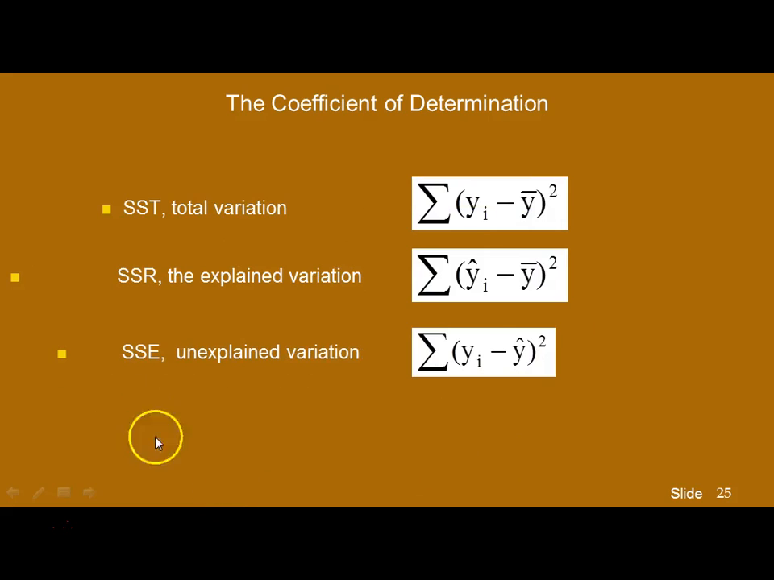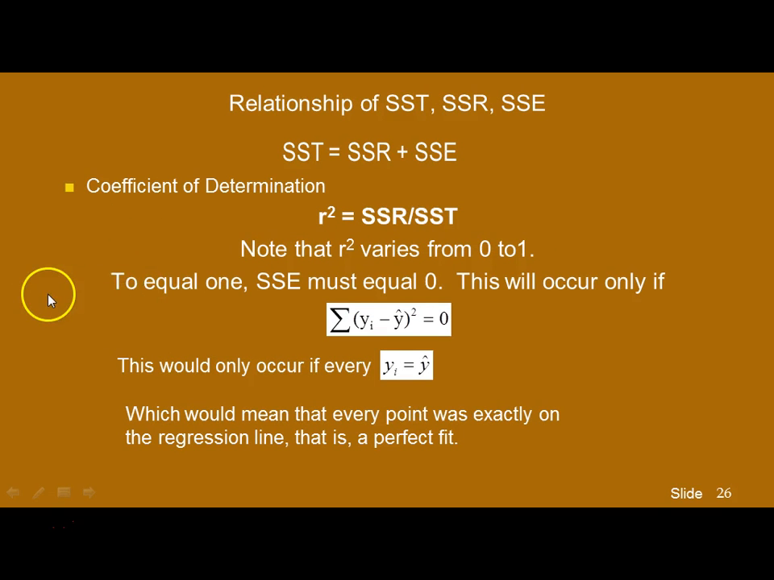Now, all we're going to do is take the ratio of SSR over SST. That's going to give us what fraction of the total variation is explained by our regression model. And that is called R squared, or the coefficient of determination. R squared is SSR over SST. You'll notice that R squared has to vary from 0 to 1.